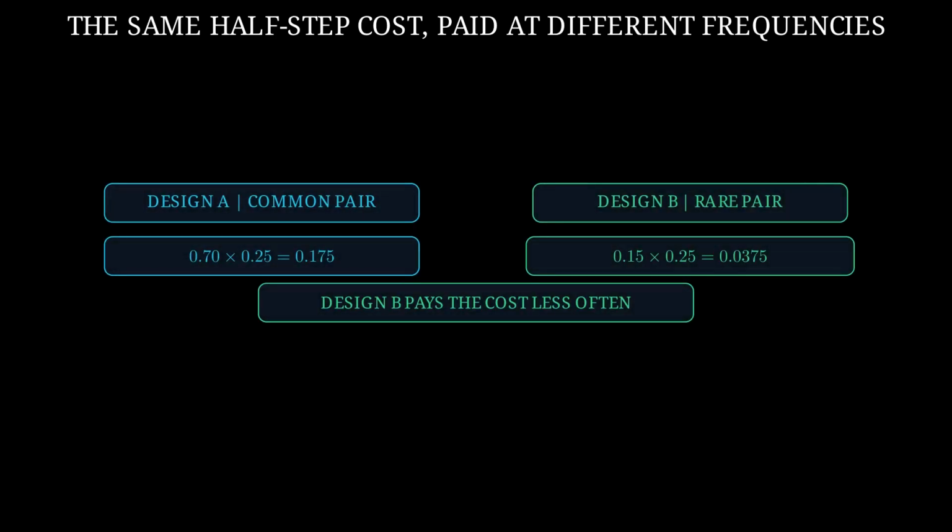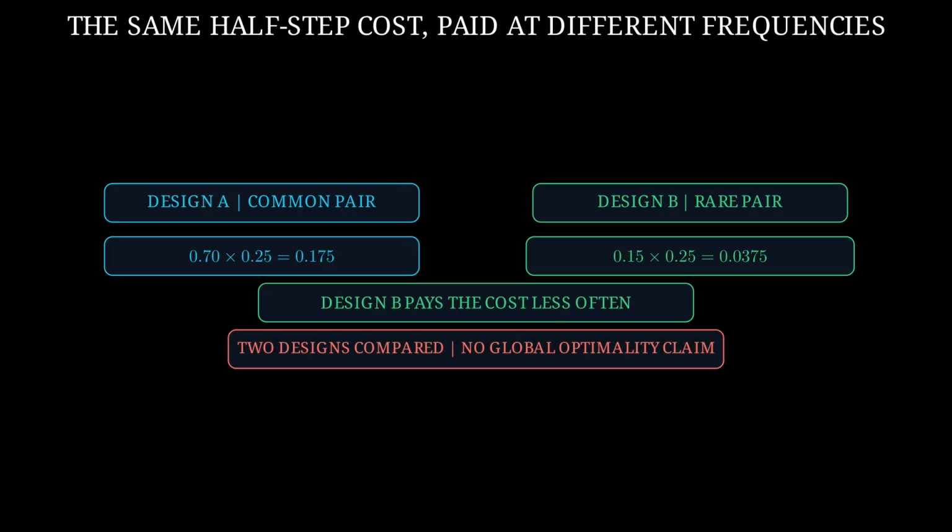Design A moves levels 0 and 1 by 1/2. Together those common levels occur 70% of the time, so the average distortion is 70% times 1/4, which equals 0.175. The rare pair design moves only levels 3 and 4. They occur 15% of the time, so its average is 15% times 1/4, which equals 0.0375. The rare pair design wins this declared comparison.